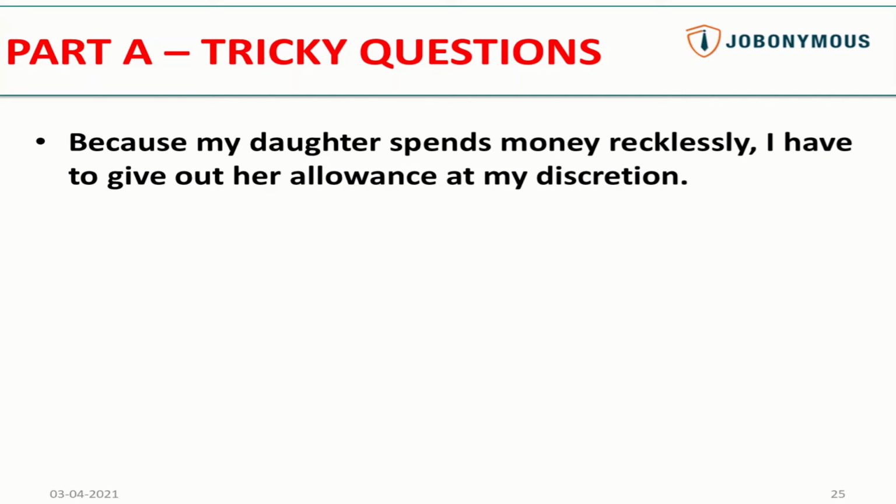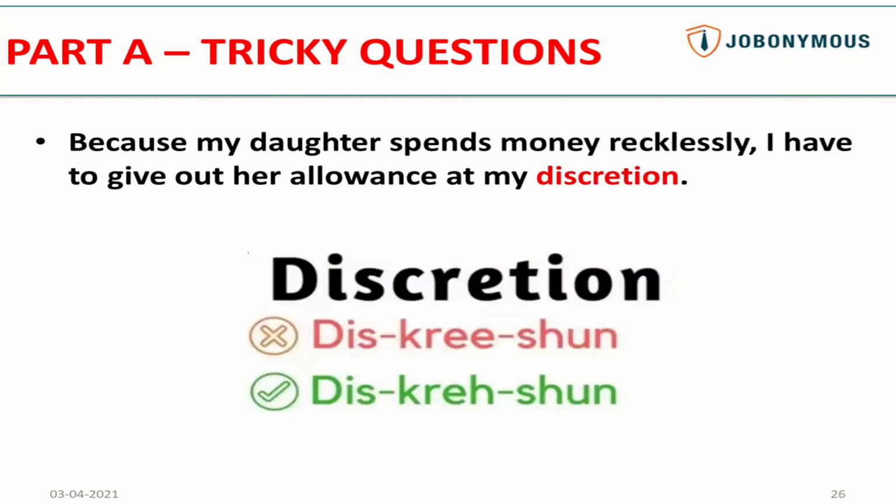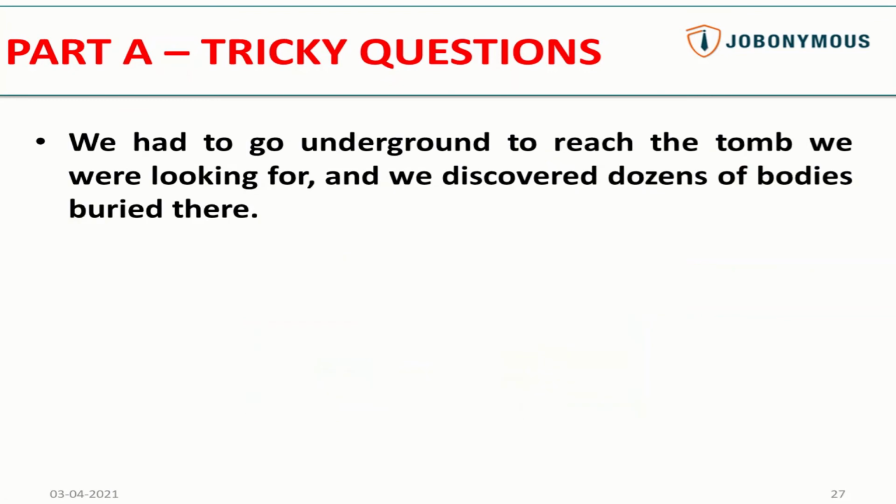Because my daughter spends money recklessly, I have to give out her allowance at my discretion. So here again one word is wrong, which is discretion. Because my daughter spends money recklessly, I have to give out her allowance at my discretion. It is spelled like this, discretion. This is the right way. Moving on to the next one.